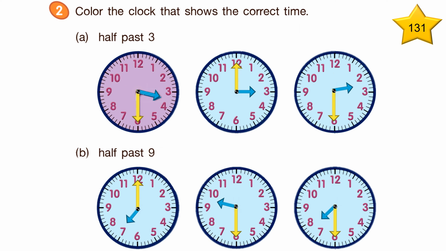The other clocks show 3 o'clock and 2:30. Those are not the correct answers, so we do not color them. Now answer letter B on your own.